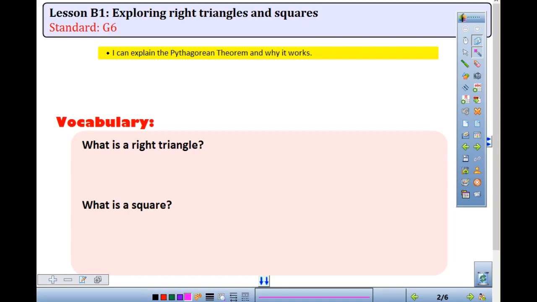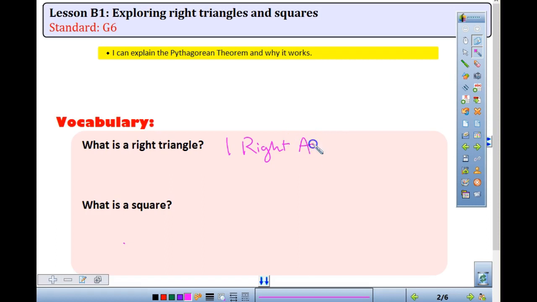What is a right triangle? What is a square? And I'm just going to be asking different people for your definitions. Triangle. What do you got, Amy? A triangle with a right angle. Okay. Has one right. What does it mean to have a right angle, James?